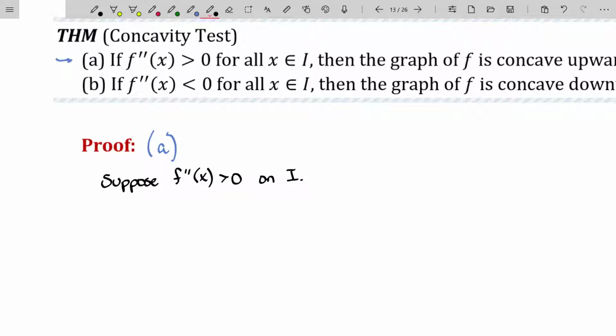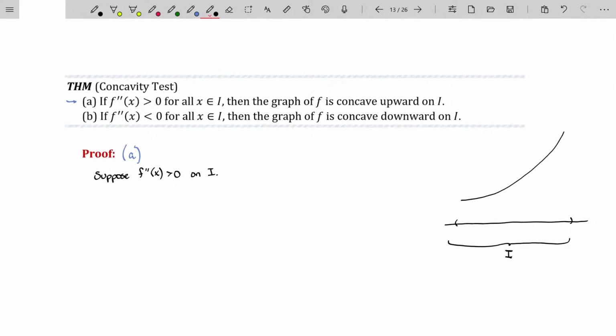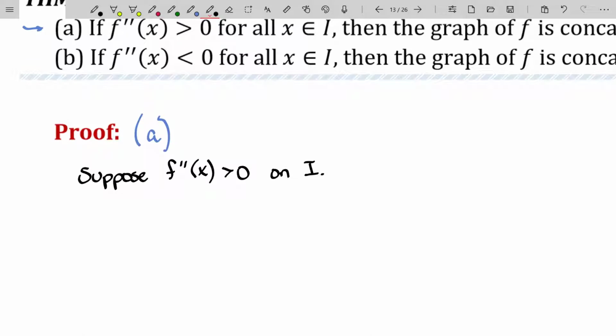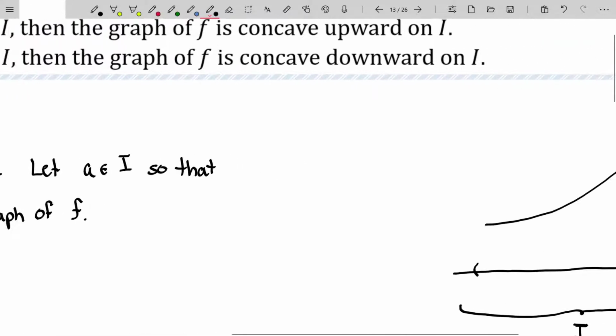Now we want to show that our function is concave upward, which means we want to show that our function lies above its tangent lines on that interval. So I'm going to create a tangent line to our function. And again, our function doesn't actually have to look like that, but I need this kind of visual for us. But we're going to create a tangent line at a point in the interval I. So we're going to assume that we have some point on the interval I, and that point, doesn't really matter to me, let's call it (a, f(a)). So let a be in I so that (a, f(a)) lies on the graph of our function.